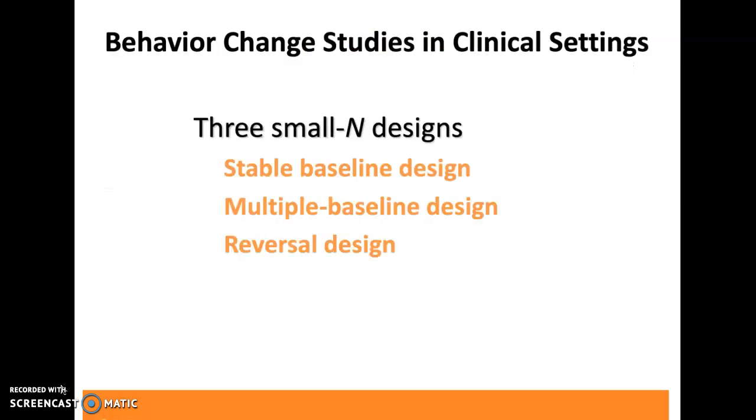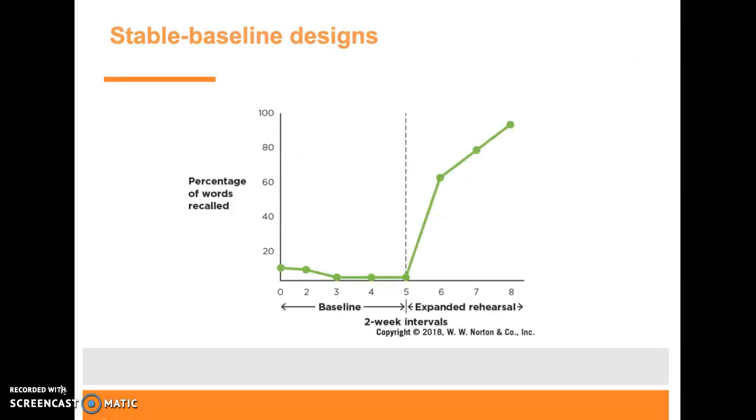So there are 3 different small n experimental designs that are used in clinical settings that I'd like you to be familiar with: the stable baseline, the multiple baseline, and the reversal. So the stable baseline, what happens here is that the participant is observed for a period of time before the treatment is introduced, and if there is this consistent baseline able to be established, then that is the feature that we need before introducing the treatment.